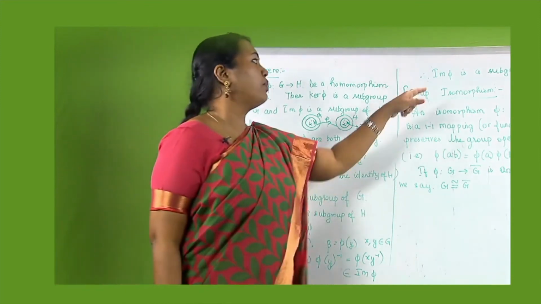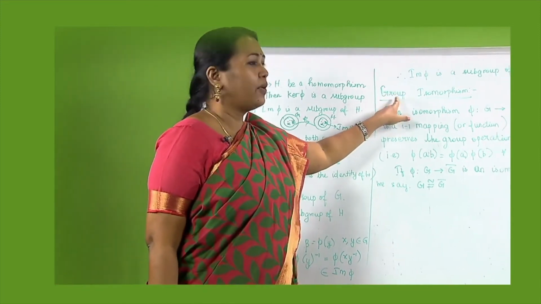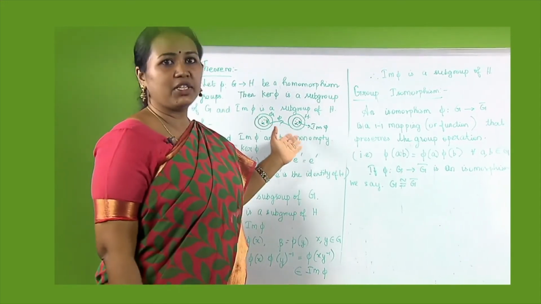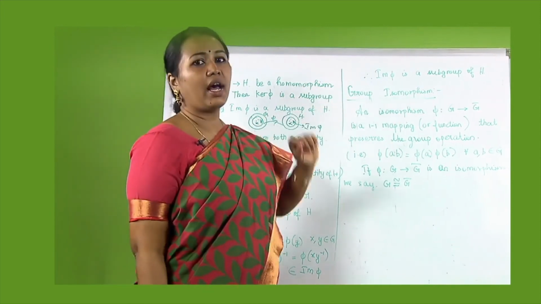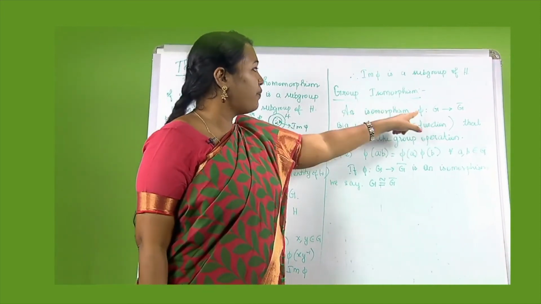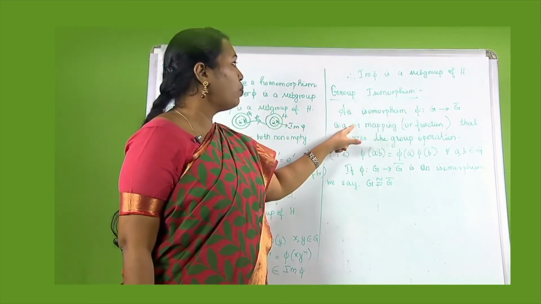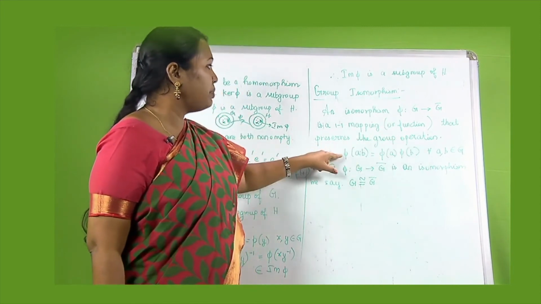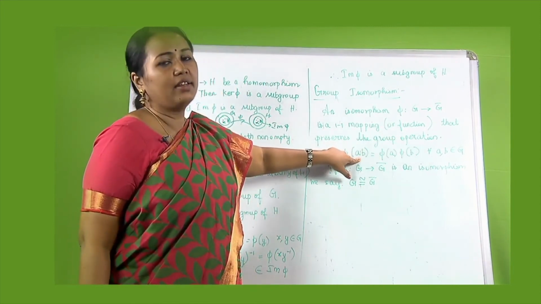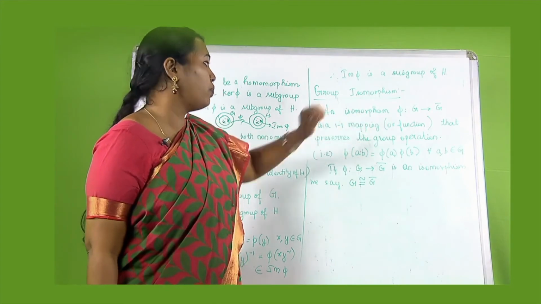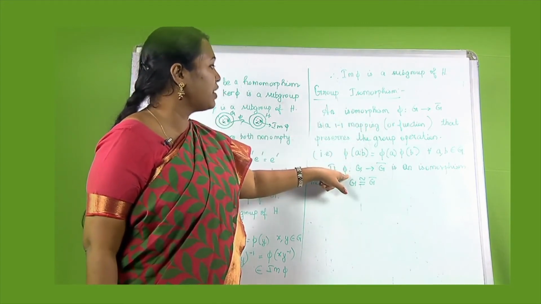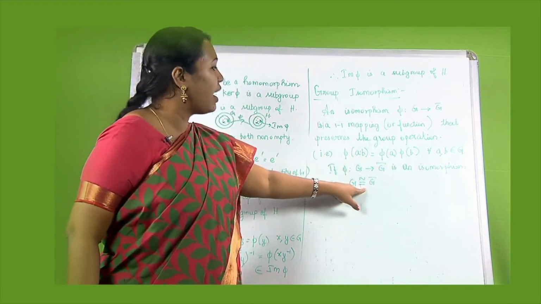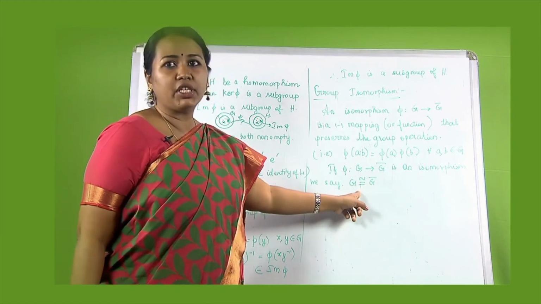Now, we shall define what is a group isomorphism. We have discussed the properties of homomorphism, we have discussed the theorems related to the kernel. Now, we shall go on to isomorphism. An isomorphism phi from G to G bar is a one-to-one mapping or function that preserves the group operation. Which means that it is the homomorphism property plus an injective property, or the 1-1 mapping. So, if phi is a function from G to G bar and it is an isomorphism, we say that G is isomorphic to G bar. This is the notation we use.